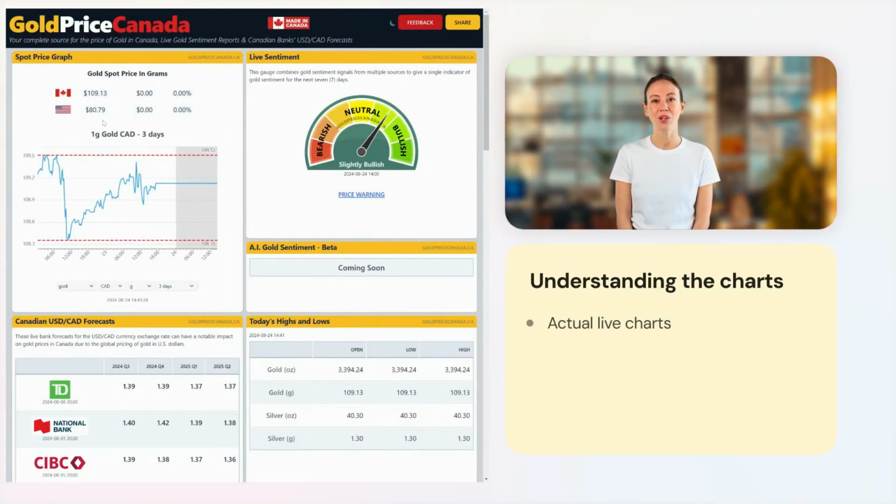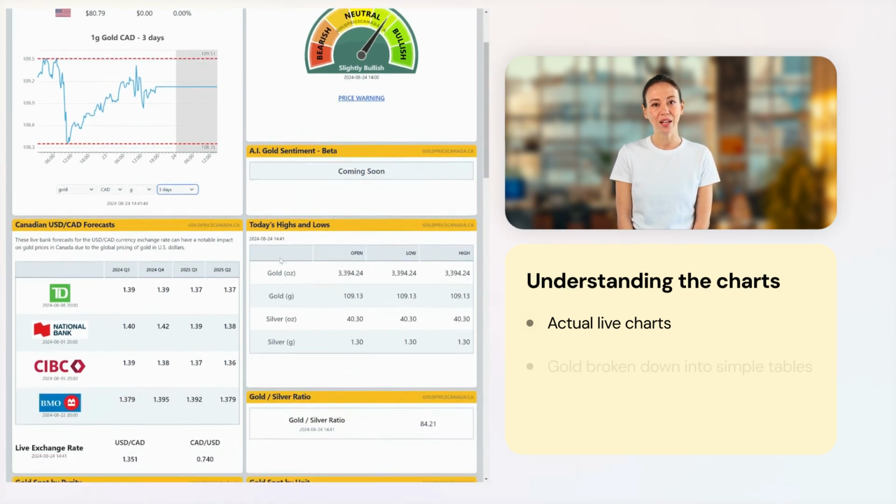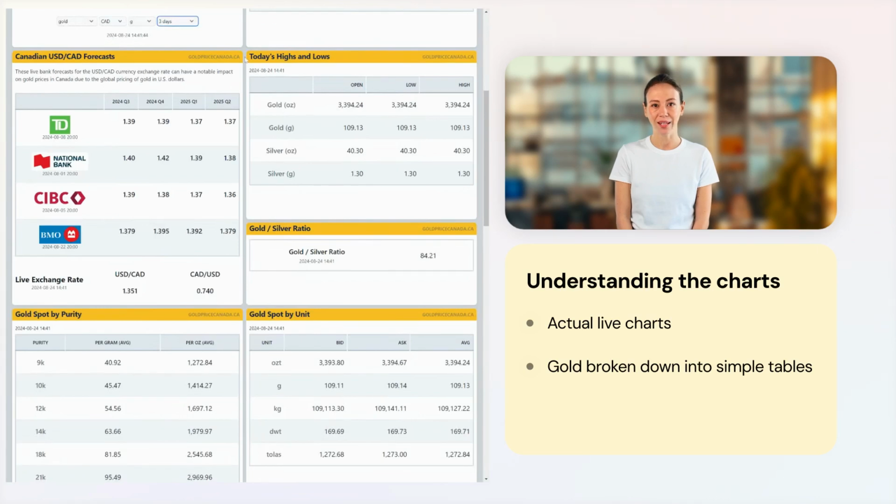In the first panel, you will see our live chart for the price of gold in Canadian dollars, with the average spot price for gold in both Canadian and US dollars above the chart. At the bottom of the chart, you can select your precious metal, the currency, grams or ounces, and the time frame for the chart. In the fifth panel, you will see the opening price and the highs and lows for today, or the last day the market was open.